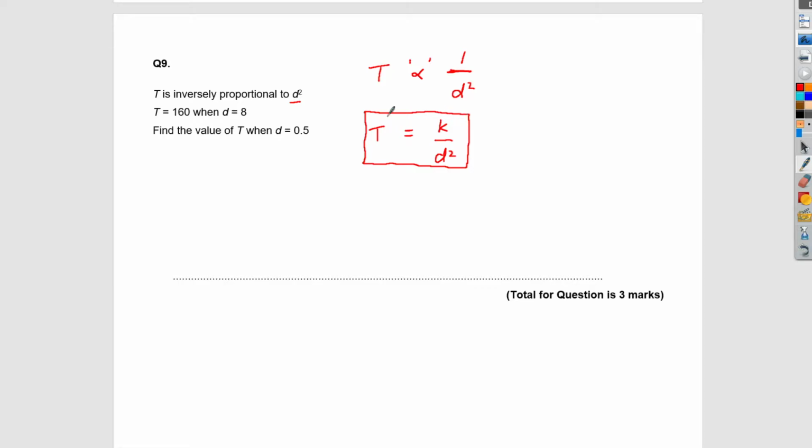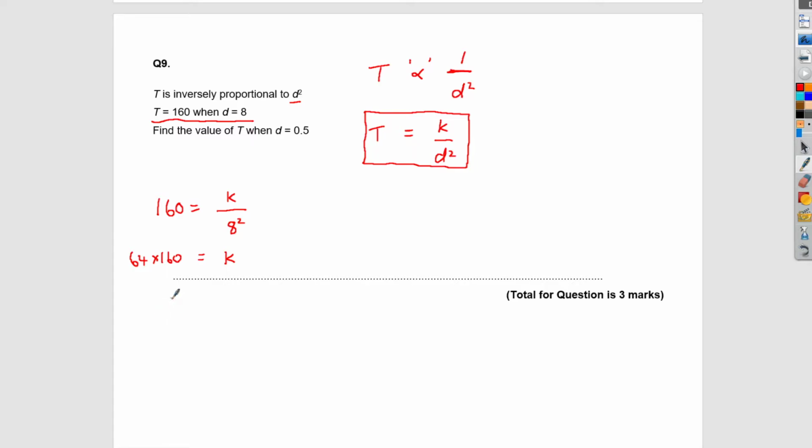Before we can use this, we must work out what k is. And in the exam question, they will always give you values to work out what k is. So let's put these values in here. t is 160, and we'll leave k there, and that is 160 when d is 8, so 8 is going to be squared. So 8 squared is 64, and therefore, if this is 64, I'm taking that to the other side, I'm going to get 64 multiplied by 160.